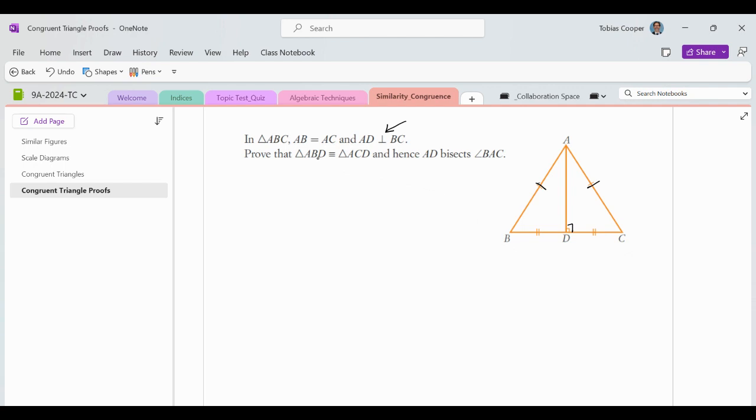We're going to prove that triangle ABD, the left triangle, is congruent to triangle ACD. So ACD is the right triangle. And then hence we have to prove that AD bisects angle BAC. So let's start off with what we know. Well, we know that AB is equal to AC, so let's write that down. AB is equal to AC, and that is given.